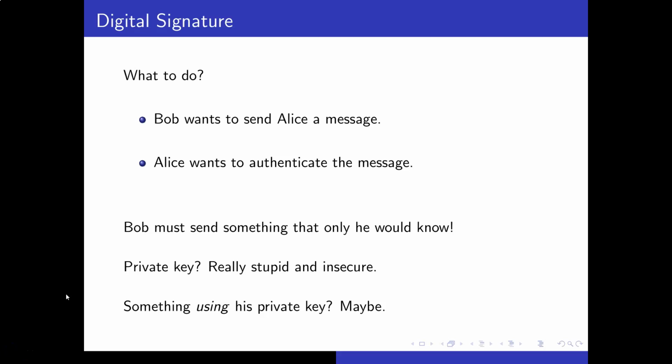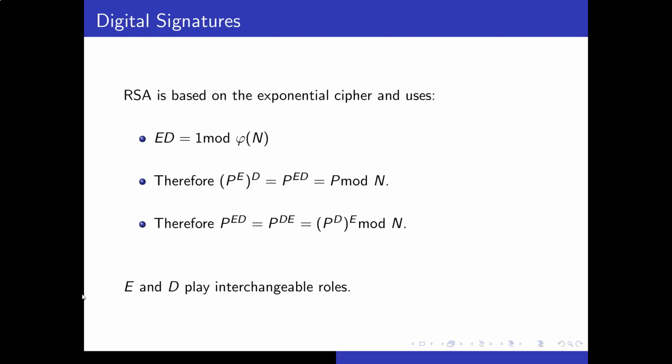Okay, so the thing to notice with the encryption keys and the decryption keys in RSA, they're based on an exponential cipher. So E and D are inverses mod the Euler phi. So if I take some piece of plain text and I raise it to the encryption key, and then I raise it to the decryption key, I get the same thing back. But if I'm raising P to the E times D, that's the same as P to the D times E, which is the same as P to the D raised to the E.